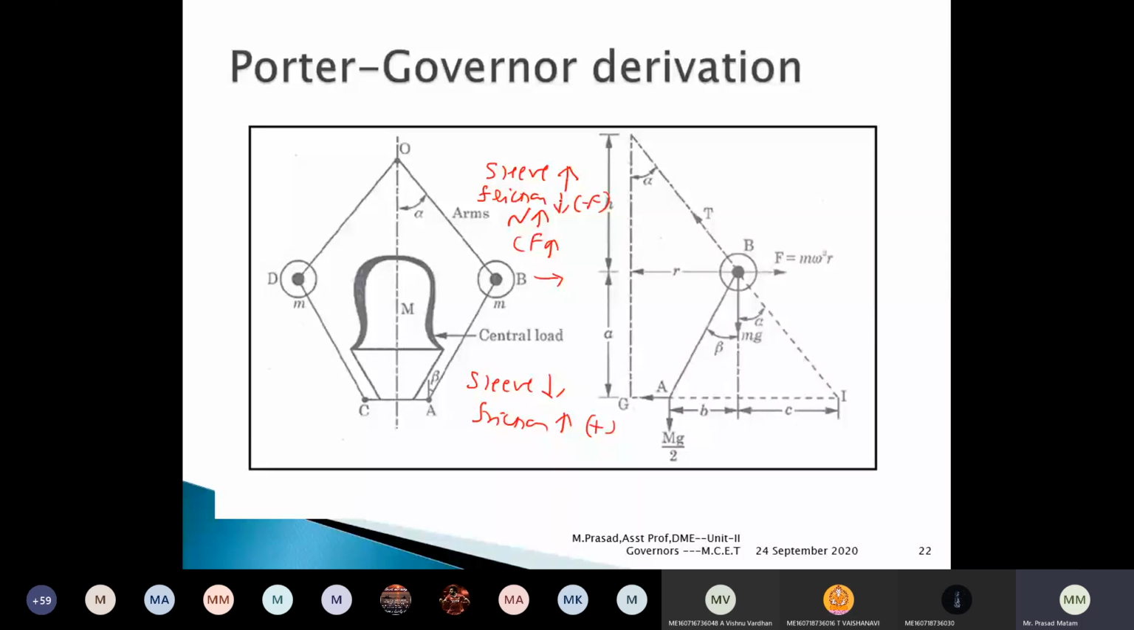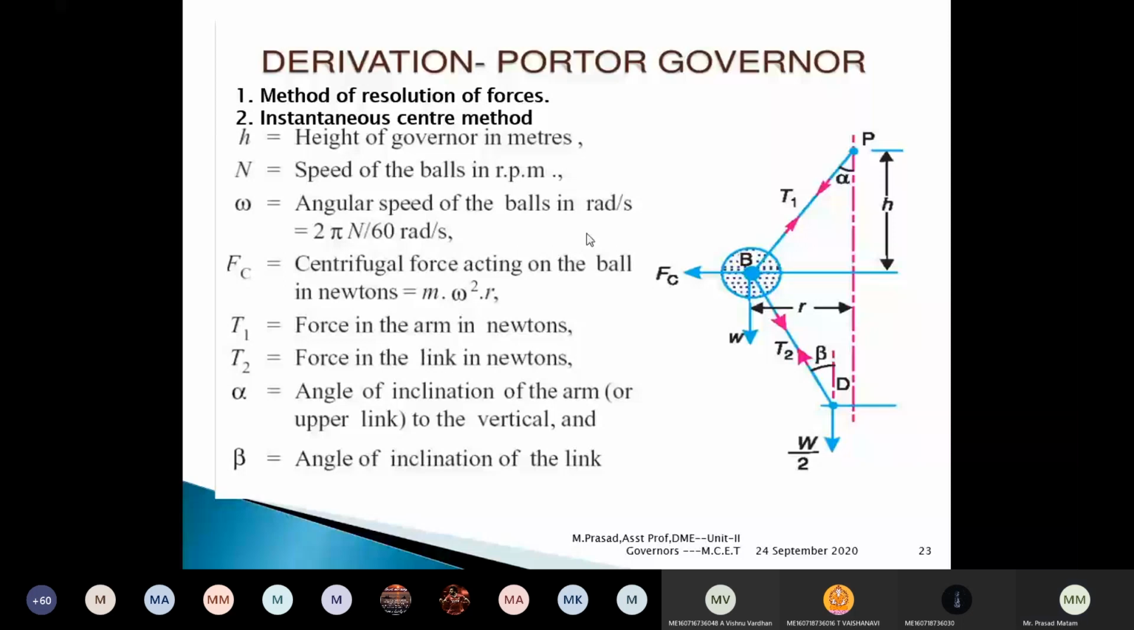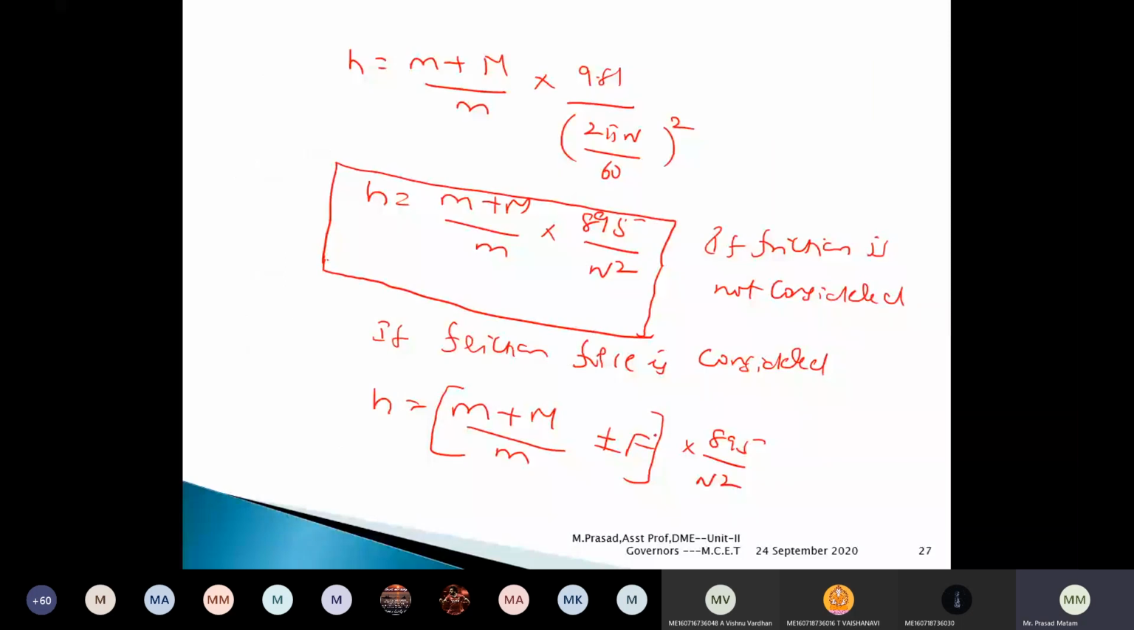When the sleeve is moving upward, friction is downwards, centrifugal force is high. In the other case, centrifugal force decreases and speed of the governor also decreases. When the speed is decreasing, the sleeve is moving downwards. In that case, you have to take the friction as a positive value. When the sleeve is moving upwards, you have to take the friction value as negative. That you have to remember. Plus F and minus F depend upon the motion of the sleeve.